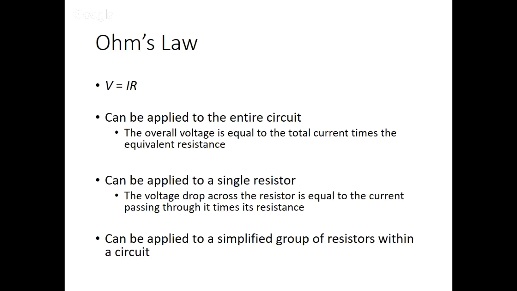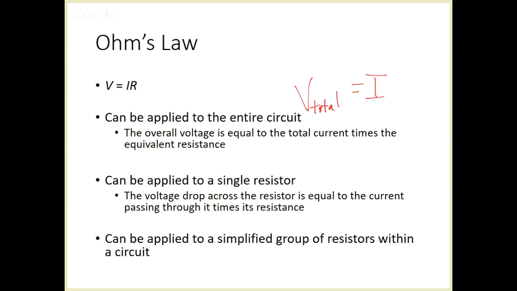From there, we hop into some equations, starting with Ohm's law. V equals IR. If you don't have this memorized by this point, you have been literally sleeping through every single class, because this comes up all the time. It can be applied to the entire circuit, which tells me that V total is going to equal I total times your equivalent resistance.